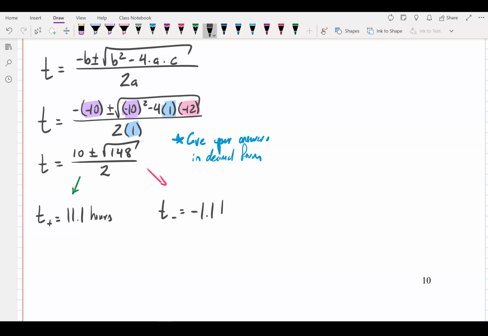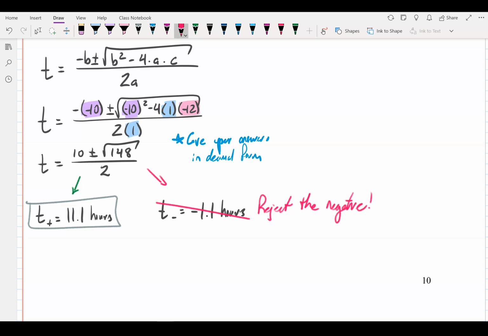So let me just talk about this for a second. 11.1 hours is a reasonable amount of time. Negative 1.1 hours to do a job is not reasonable. We need to reject it. I should say specifically why. We want to reject the negative.